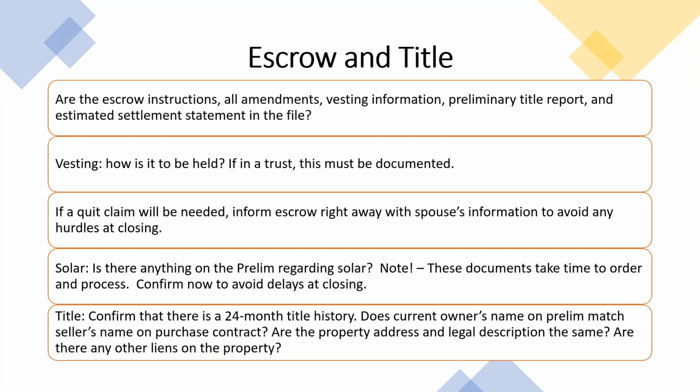Title, confirm that there is a 24-month title history. Does the current owner's name on the prelim match the seller's name on the purchase contract? Are the property address and legal description the same? Are there any other liens on the property that can prevent you from closing on time?